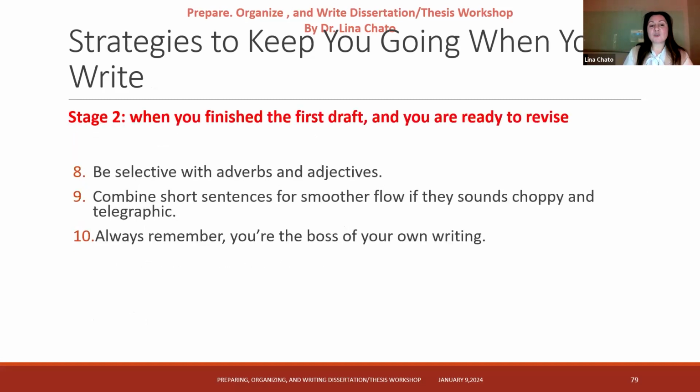Then in stage 2, after you finish the first draft, you can revise it to end with the final draft. Here in this stage, you must be selective with adverbs and adjectives. For example, when some people get a good result, it's not good to say, I achieved a good result or an excellent result. Instead, you can say, I achieved a high accuracy of 99%. For example, you must be more specific and clear with these.